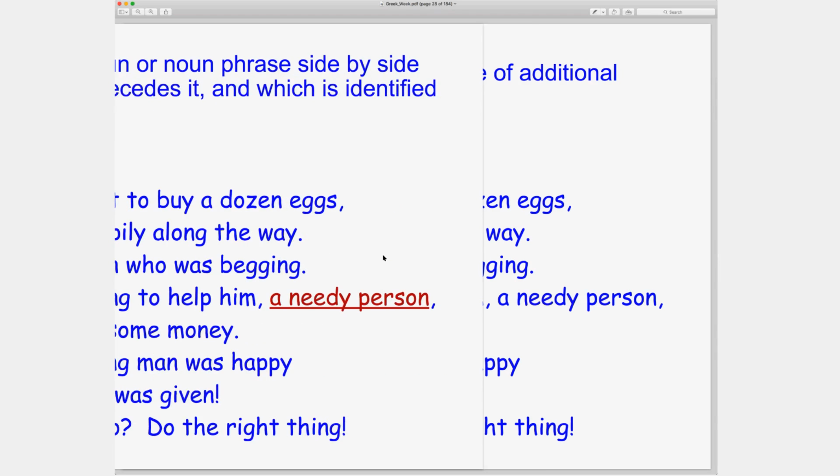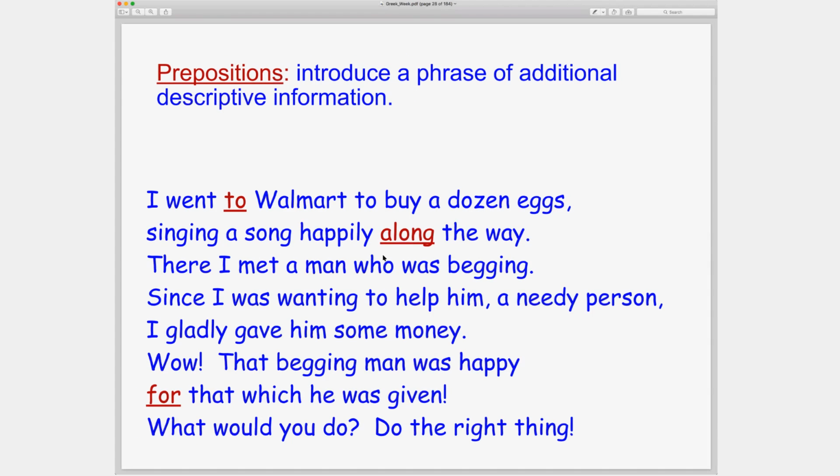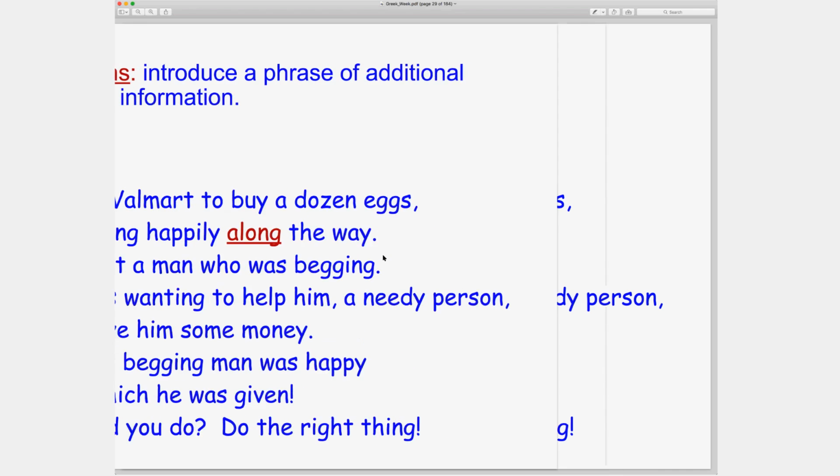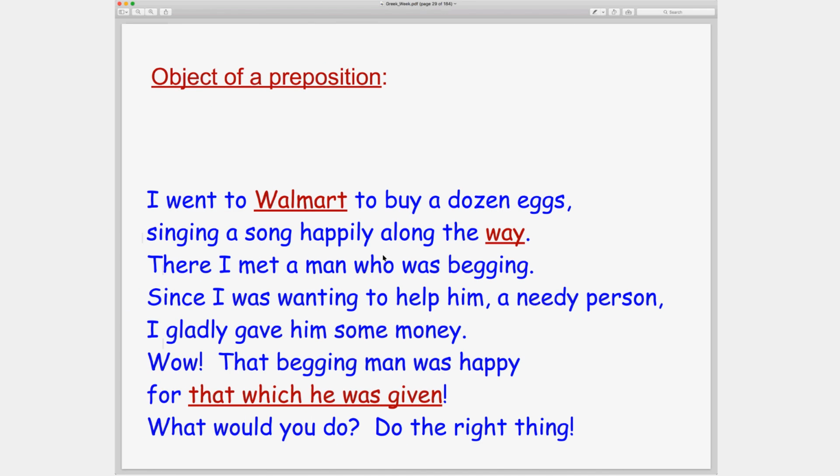Okay. Prepositions. To, under, over, by, for, inside, outside, of. These are all prepositions. I've got to and along and for in my text. Those are prepositions. And the preposition has an object. To Walmart. Along the way. For that which he was given.